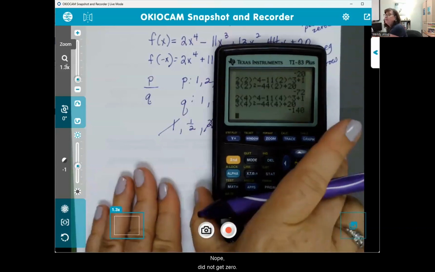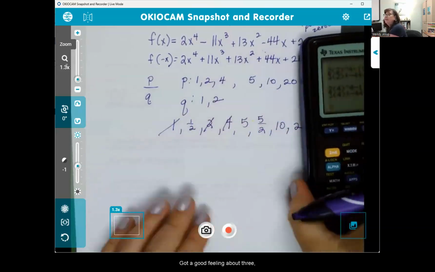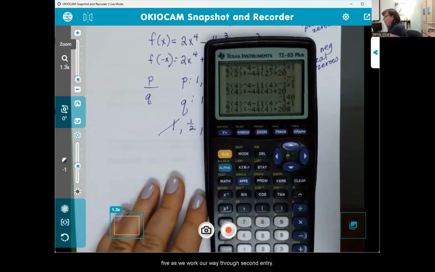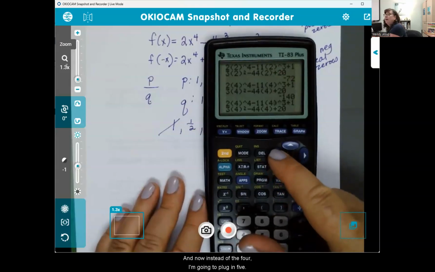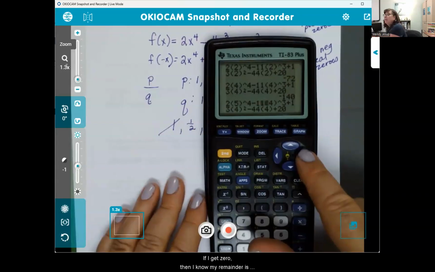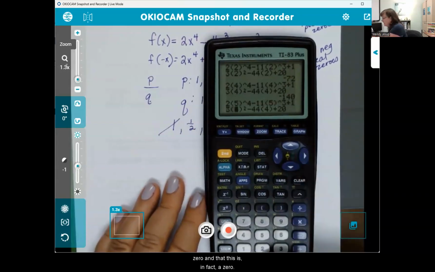Nope. Did not get 0. So I'm going to cross out 4. Let's try 5. Got a good feeling about 5 as we work our way through. Second entry, and now instead of the 4, I'm going to plug in 5. If I get 0, then I know my remainder is 0 and that this is in fact a 0.